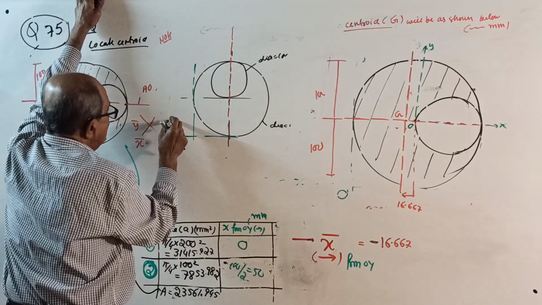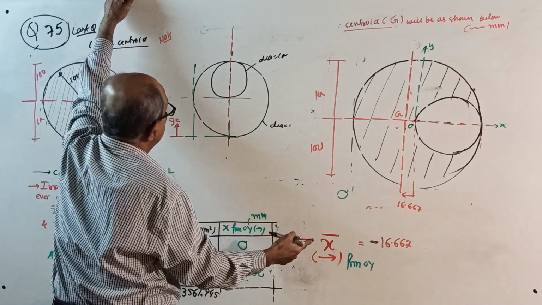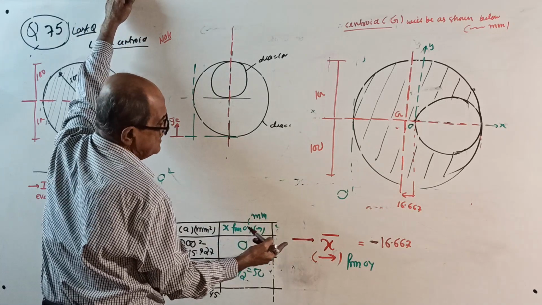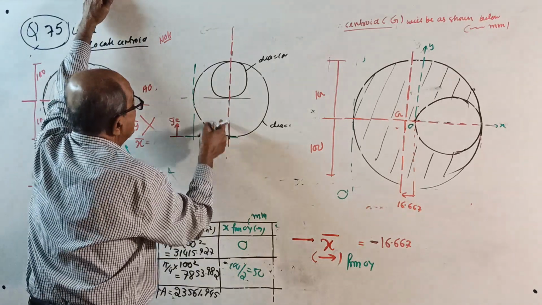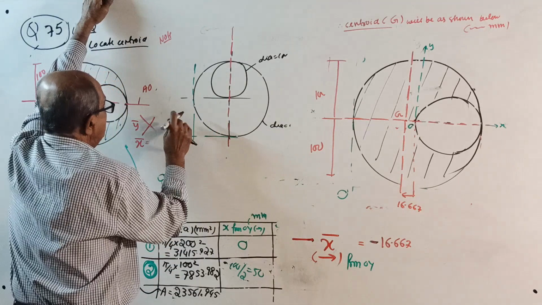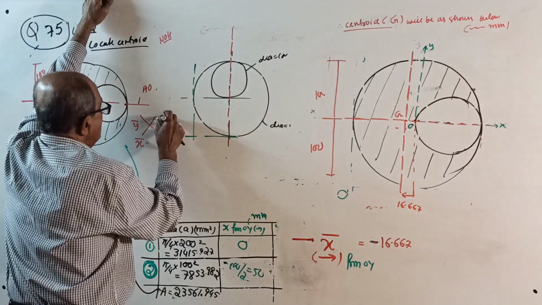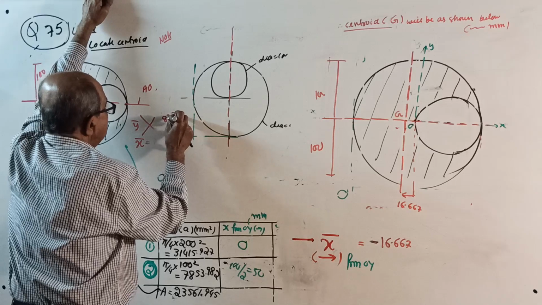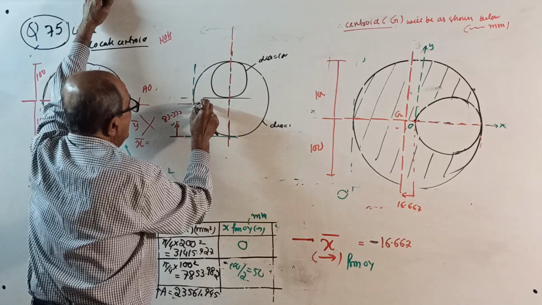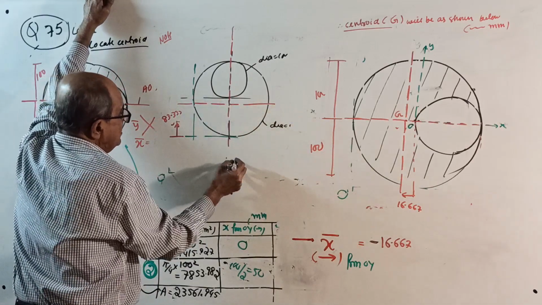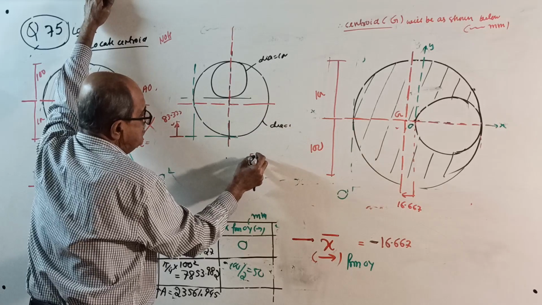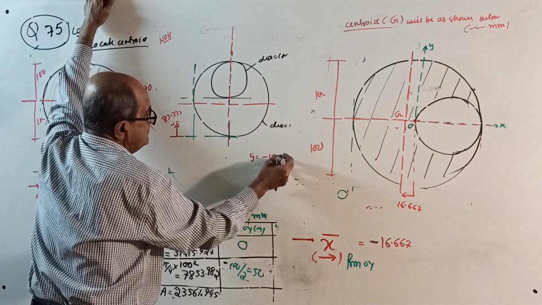From here, your Y bar will come the same as last time. How much will it come? Little lesser. It will come 83.333 from here. Correct? Yes, Y bar will come 83.333 this way. See, this is the axis, centroid. But if you take center as origin, from here your Y bar will come minus 16.667.